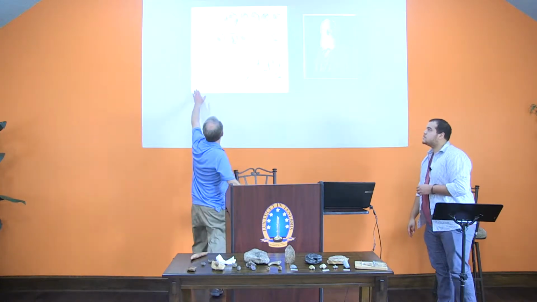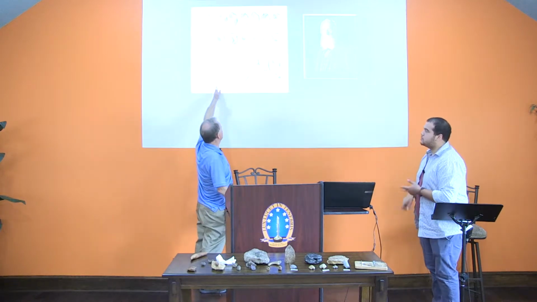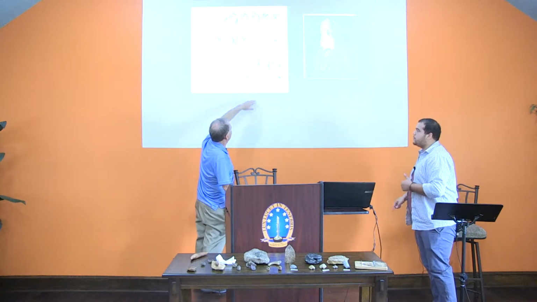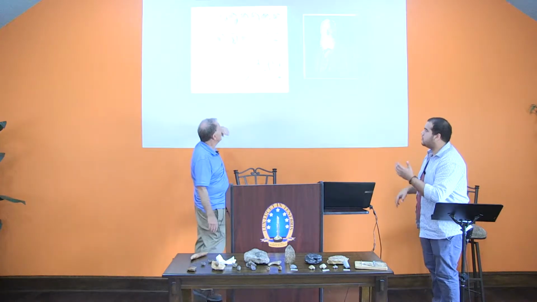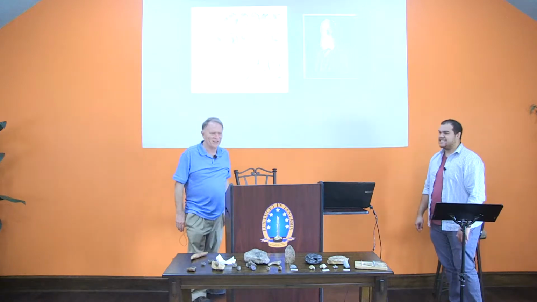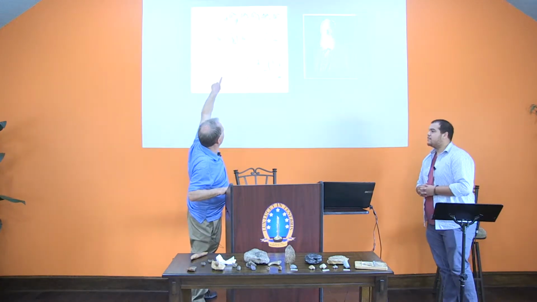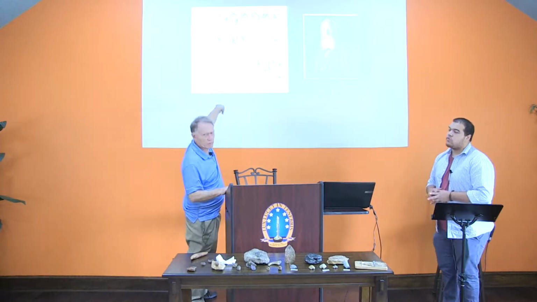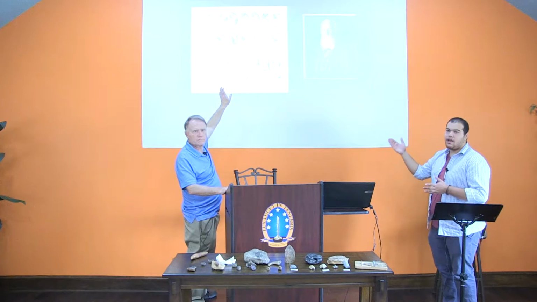So we have fish, a salamander, tortoise or turtle, chick, hog, and cat. Well done. And so these are supposed to show similarity of development in the womb.